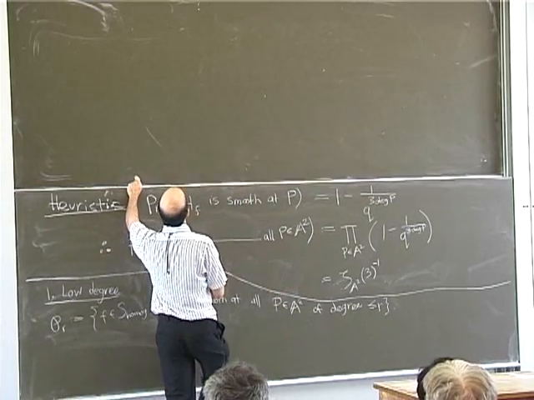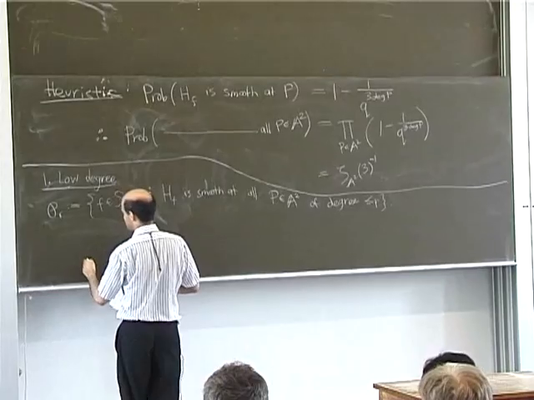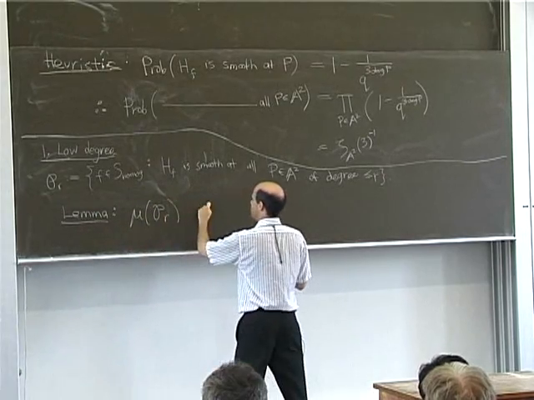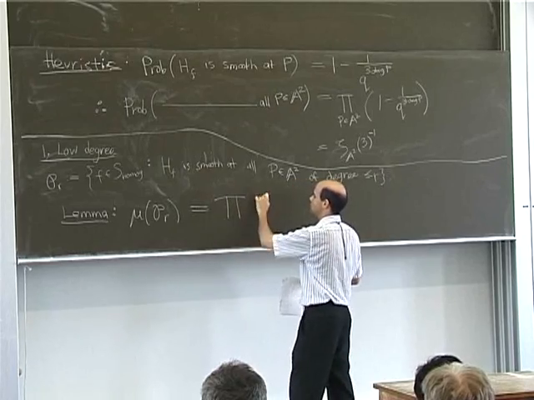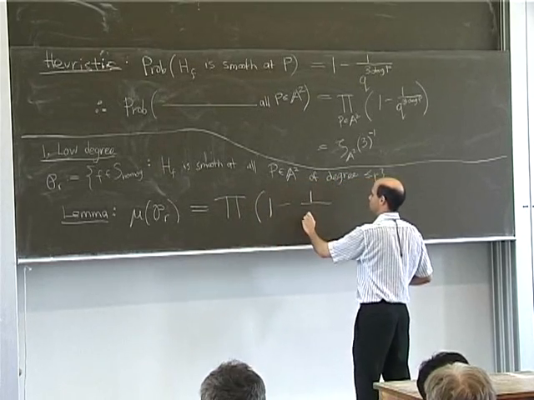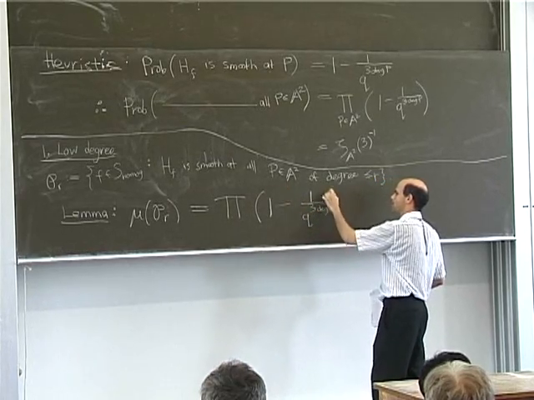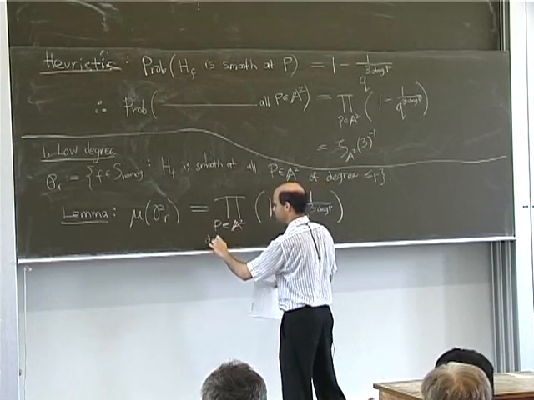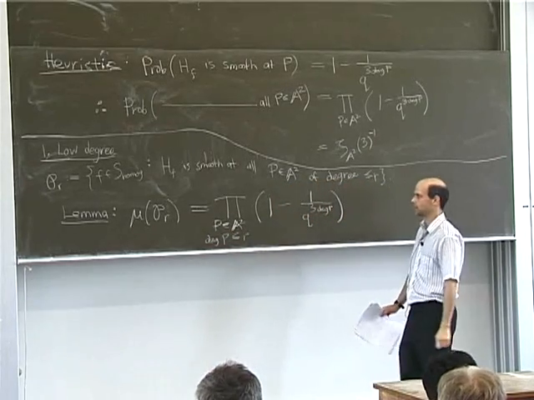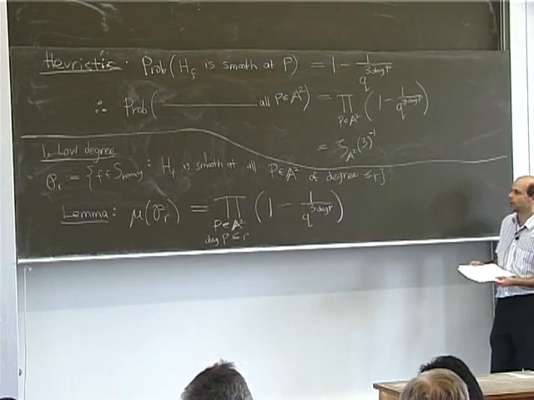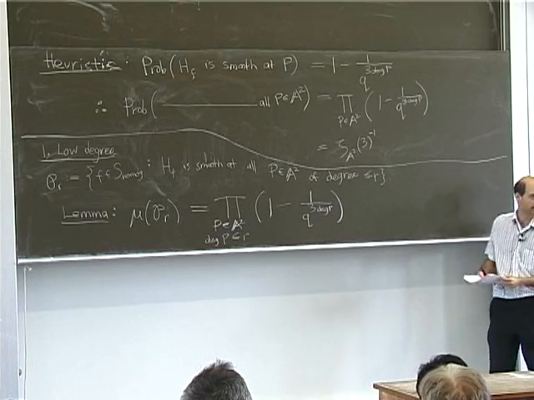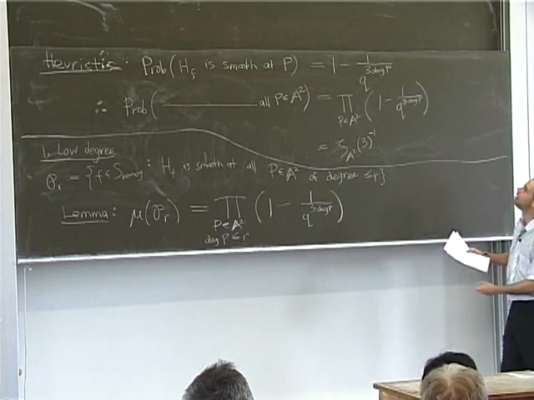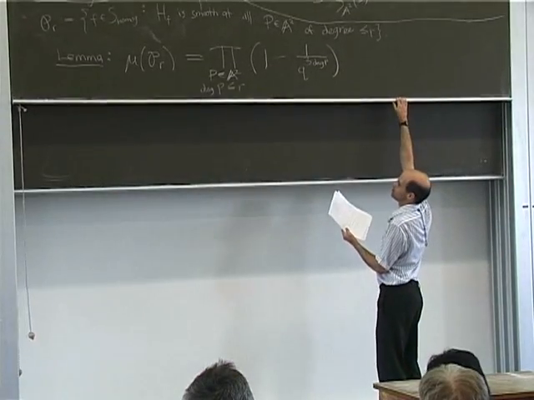And what I want to claim about this set is that its density is what the heuristic predicts, namely it's the product of 1 minus q to the 3 degree of p for the closed points in A2 of degree less than or equal to R. So this is a finite product, right? Okay, so how do you do this? It's essentially the same argument as for this lemma, and namely you use the Chinese remainder theorem. So this is very easy.